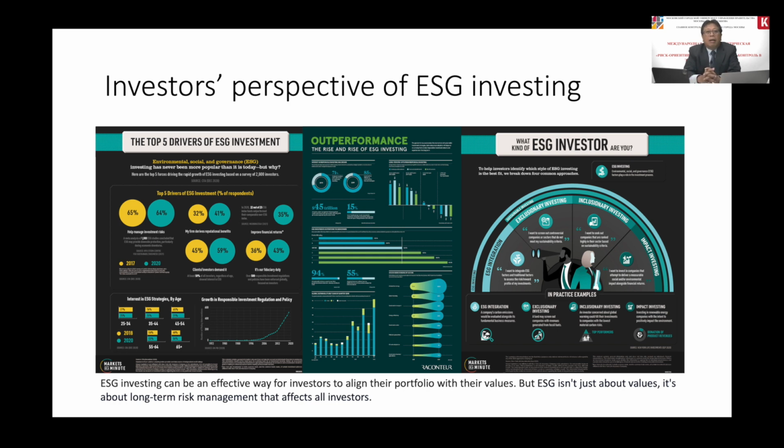Let me highlight: the survey is in line with the rising growth in responsible investment regulation and policy, and also the studies that showed the rise of ESG investing, or simply ESG investing outperformance.